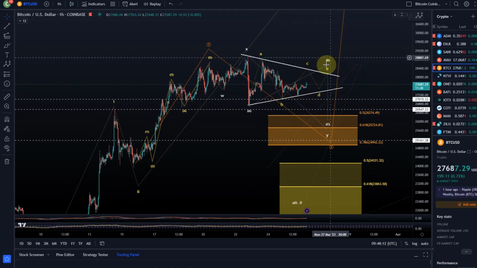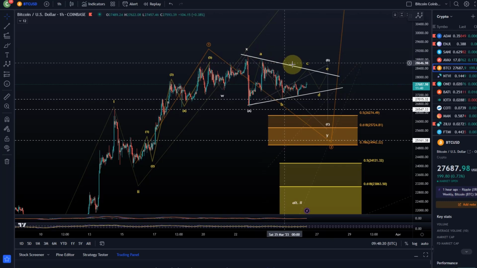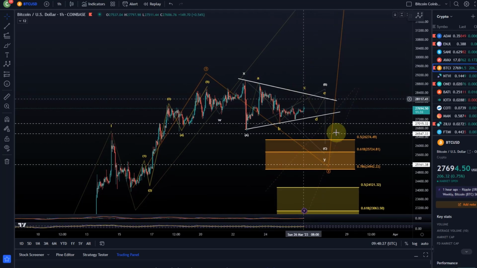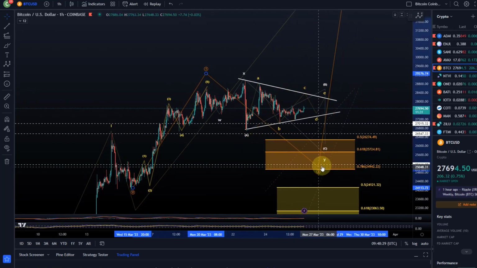If we see a break to the upside, especially above the A wave high, which would be pretty much in line with the X wave high, here around 28,950, then it's probably not a triangle and it just continues to go up. Basically, then we have confirmation that the wave 2 was already in.